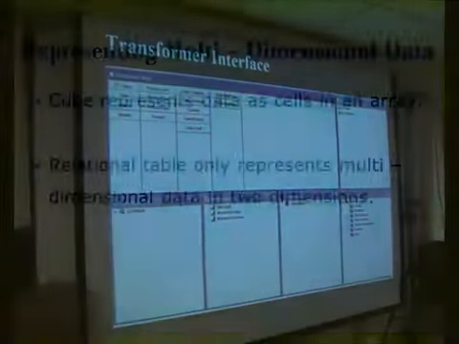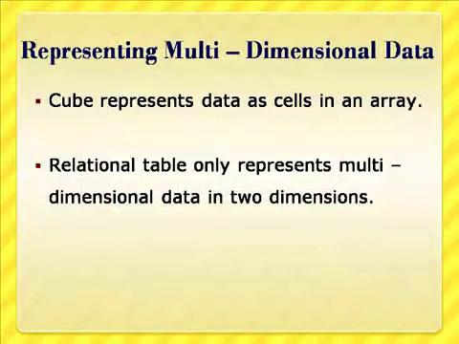To extend the discussion for your question, since this is an abstract concept, I would also like to extend the discussion by representing the data physically in both forms. For example, if you take a two-dimensional representation, a cube represents the data as cells in an array, and a relational table, as you know, only represents multidimensional data in 2 dimensions.